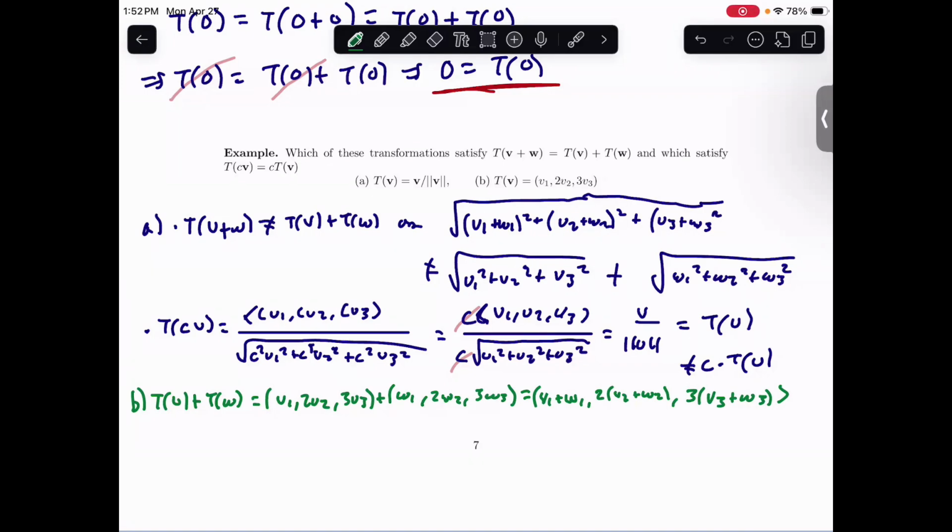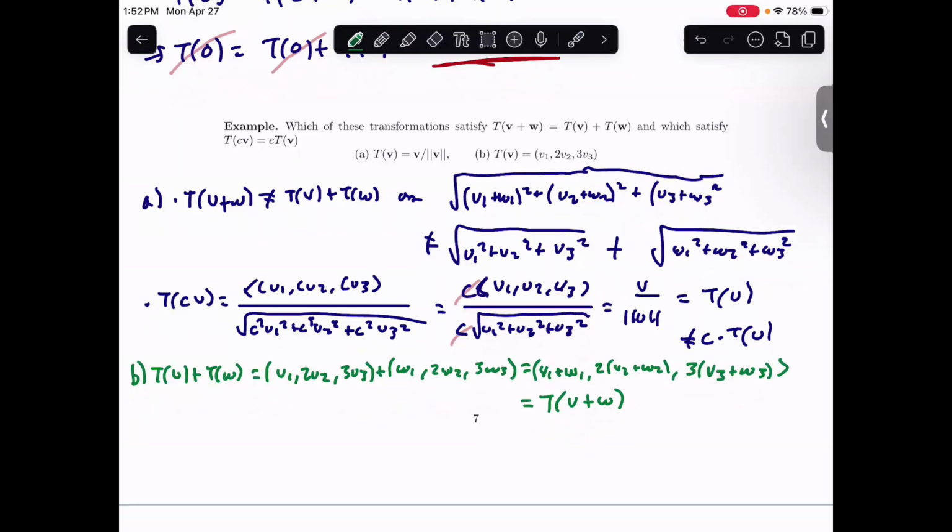And so this is just equal to what you would get if you did T evaluated at V plus W, right? V plus W would just be the vector given by V1 plus W1, V2 plus W2, V3 plus W3 for its components. And then what T does is the first component is multiplied by 1, the second component is multiplied by 2, then the third component is multiplied by 3. So you would see that these two things are equal to one another, which means that it's linear in that respect.